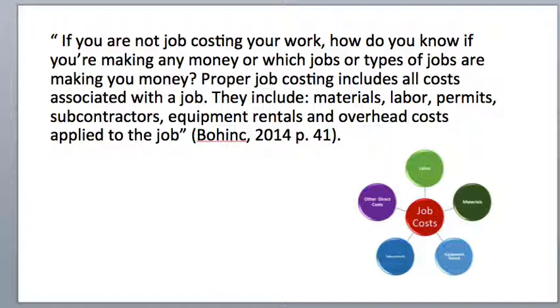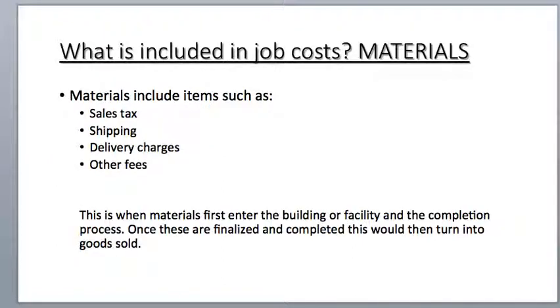Proper job costing includes all costs associated with the job. They include materials, labor, permits, subcontractors, equipment rentals, and overhead costs applied to the job. So what's included in job costs? Let's start with materials. Materials include items such as sales tax, shipping, delivery charges, or other fees that have to do with the materials. This is when materials first enter the building or facility and the completion process. Once these are finalized and completed, this would then turn into goods sold.